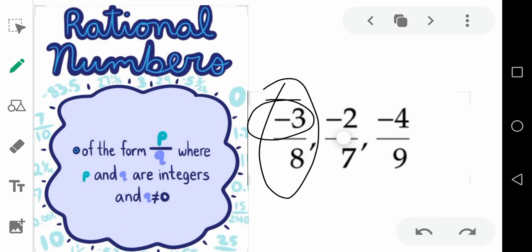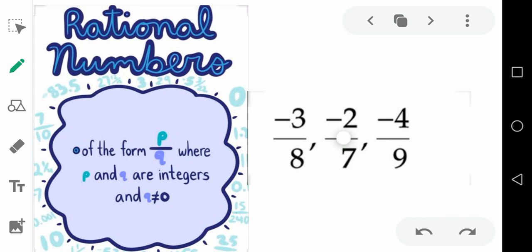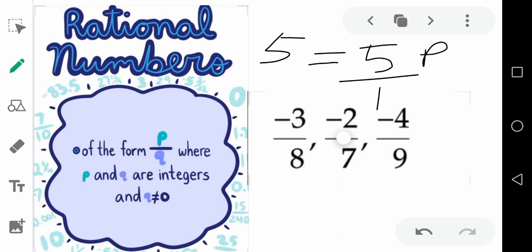If I am taking another example, 5. Is 5 a rational number? By seeing 5, you may think that it is not of the form p by q, right? But you know that 5 can be written as 5 by 1. Do you remember that? 5 by 1 means it is 5. So it is in p by q form. What is p here? 5 is p. And what is q here? 1 is q. So you can write 5 in p by q form, where q is not equal to 0.